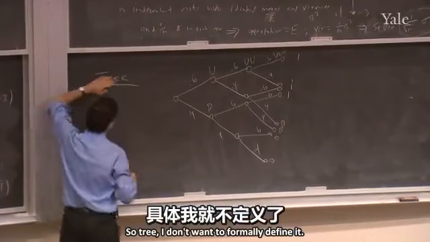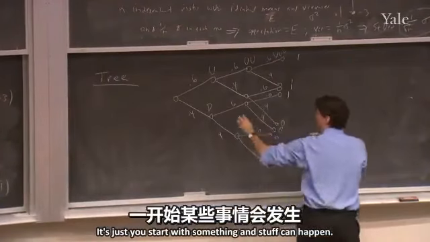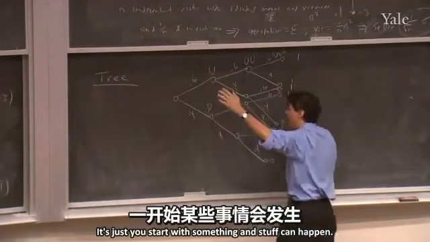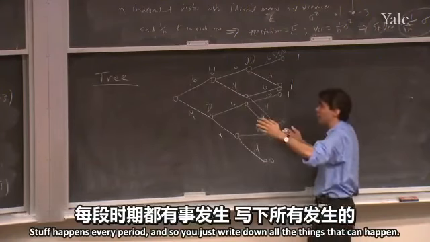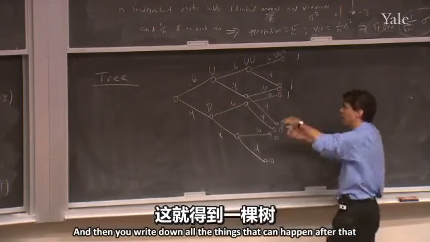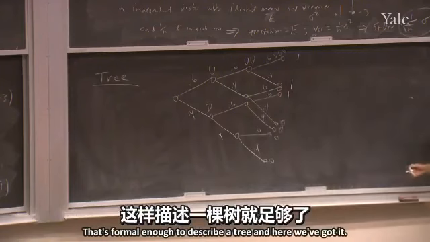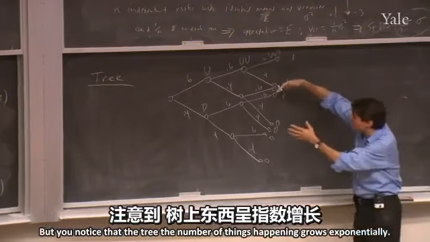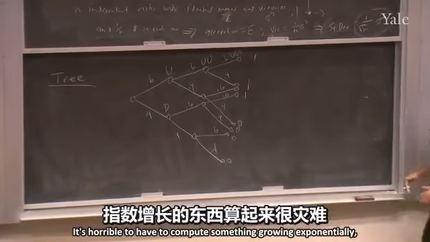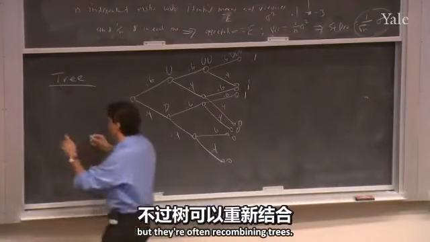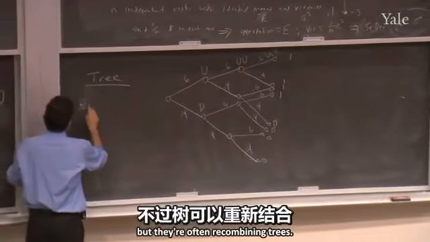I don't want to formally define a tree. It's just you start with something, and stuff can happen. Stuff happens every period, and so you just write down all the things that can happen, and then you write down all the things that can happen after that, and the thing unfolds like a tree. That's formal enough to describe a tree, and here we've got it. But you notice that the number of things happening grows exponentially. It's horrible to have to compute something growing exponentially. But they're often recombining trees.